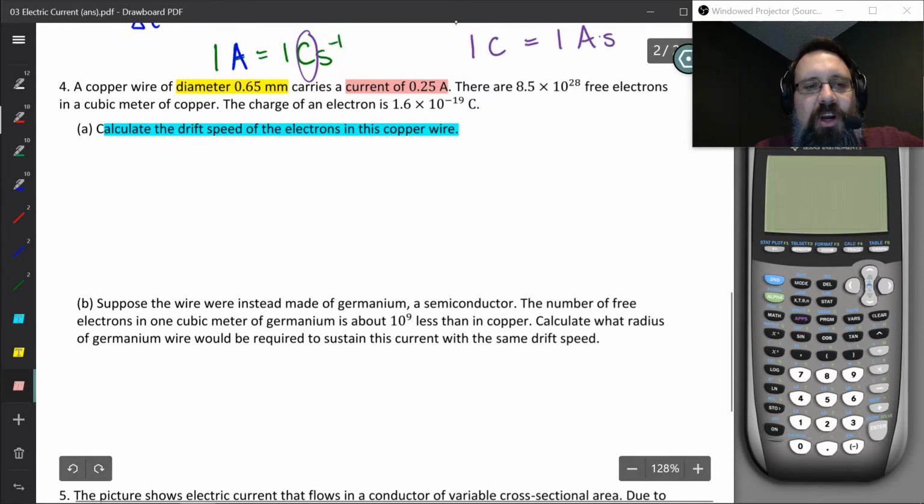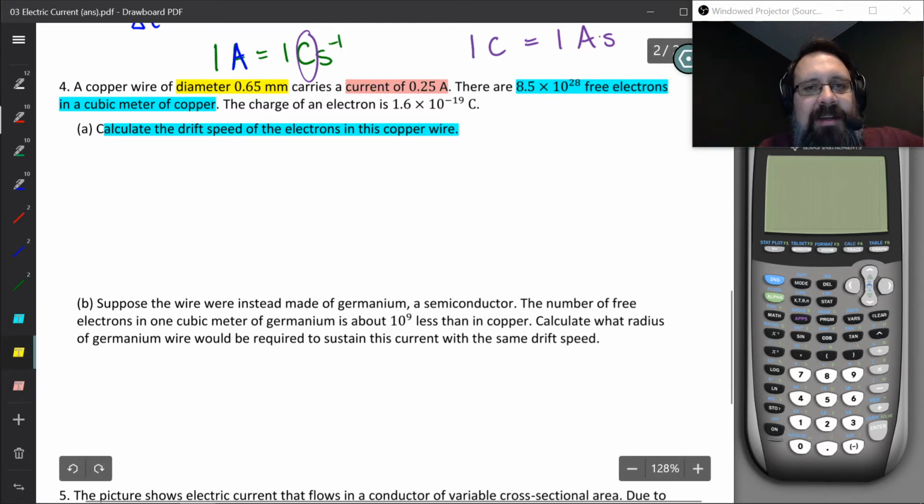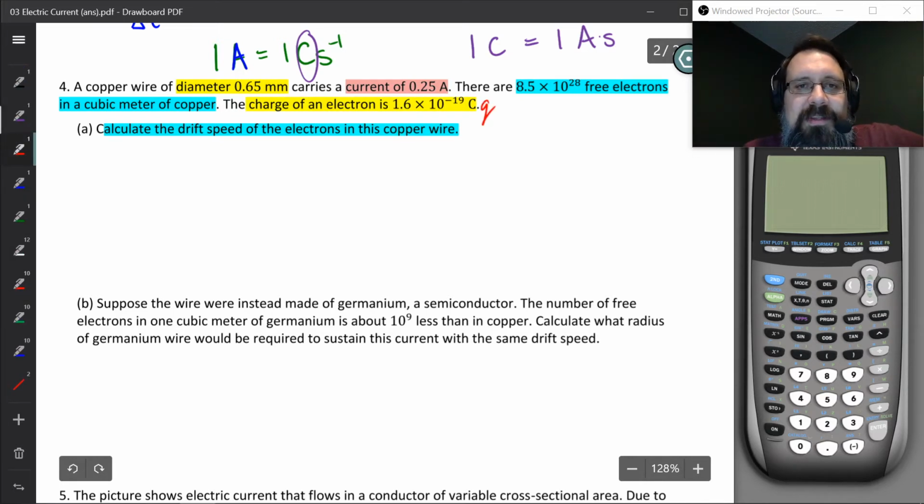And it's going to give us the charge density of copper. The charge density of copper is 8.5 times 10 to the 28 free electrons per cubic meter. The reason why that number is so high is because a cubic meter is a huge volume. That's a meter by a meter by a meter. That's a lot of space. So you're going to have a ton of electrons, 8.5 times 10 to the 28 electrons in a cubic meter of copper. And then lastly, I'm giving you the charge of an electron, 1.6 times 10 to the negative 19. So that's going to be Q in our equation.